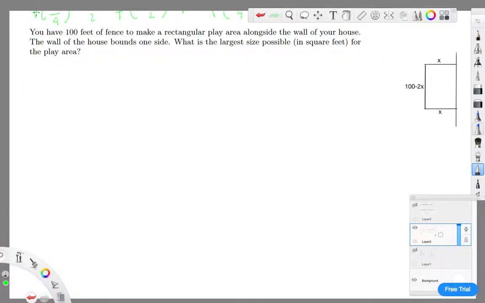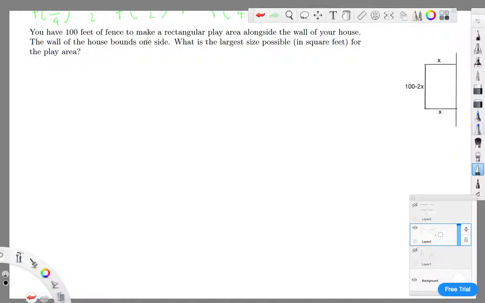Let's take a look at some applications of first derivatives. Optimization is one of the primary applications that you'll see in math classes and in the real world. So imagine that we have 100 feet of fence. This is a very simple example. I've seen it in many different college and high school courses.